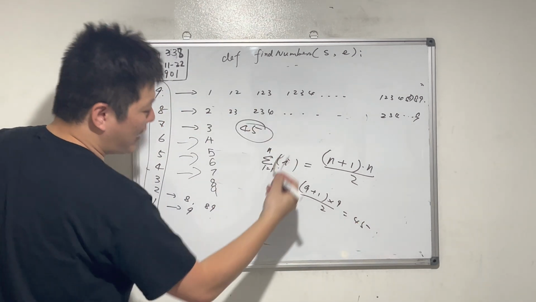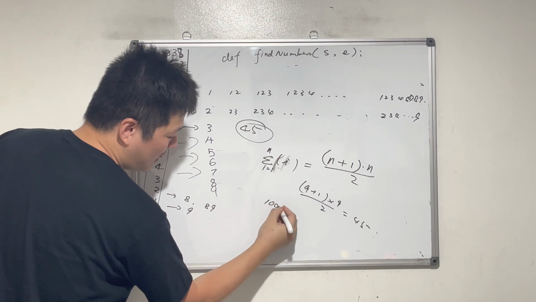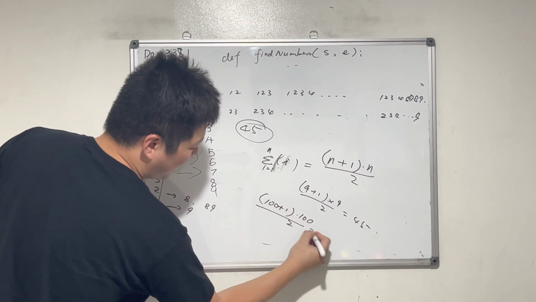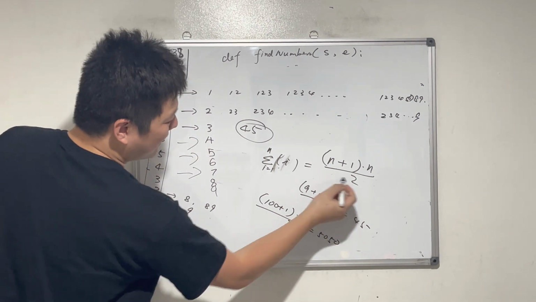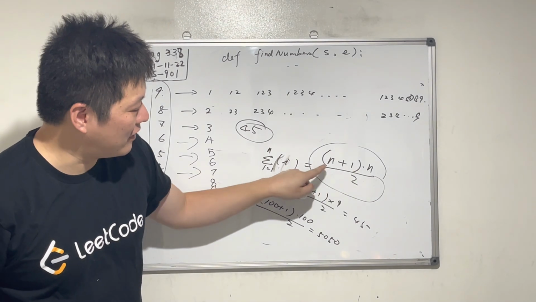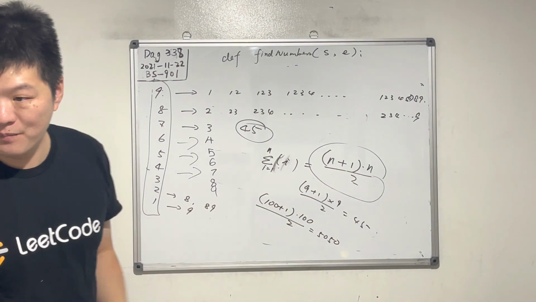If we plug in 100, what's the number? 1 plus 2 plus ... plus 100. That's (100 plus 1) times 100 divided by 2, which is 5050. You see, that's the equation: the sum of the first n integers, starting from 1, is (n plus 1) times n divided by 2.